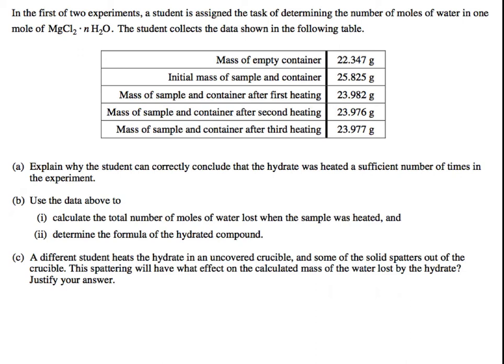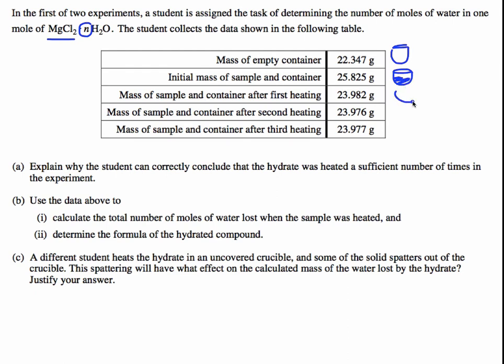In 2007, a problem like this showed up on the AP test. They had a magnesium chloride hydrate, and they asked you to figure out the formula of that. And they gave some data here. So if you look at it, you got the weight of the empty crucible. They just call it a container here. The weight containing the hydrate, we'll draw that blue.